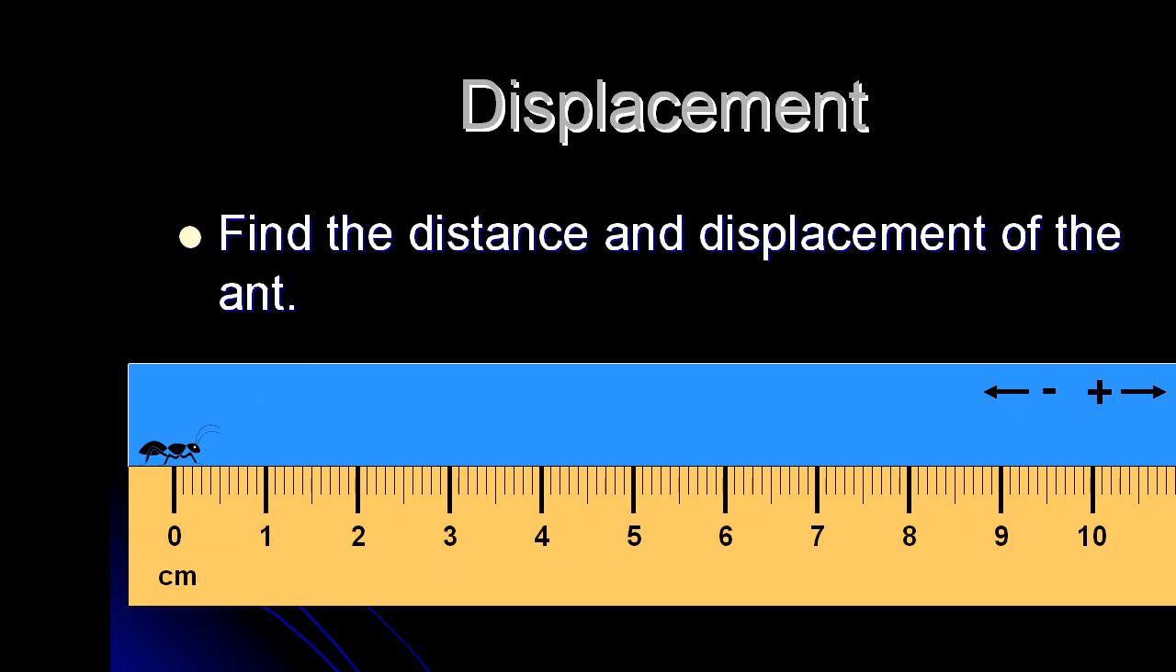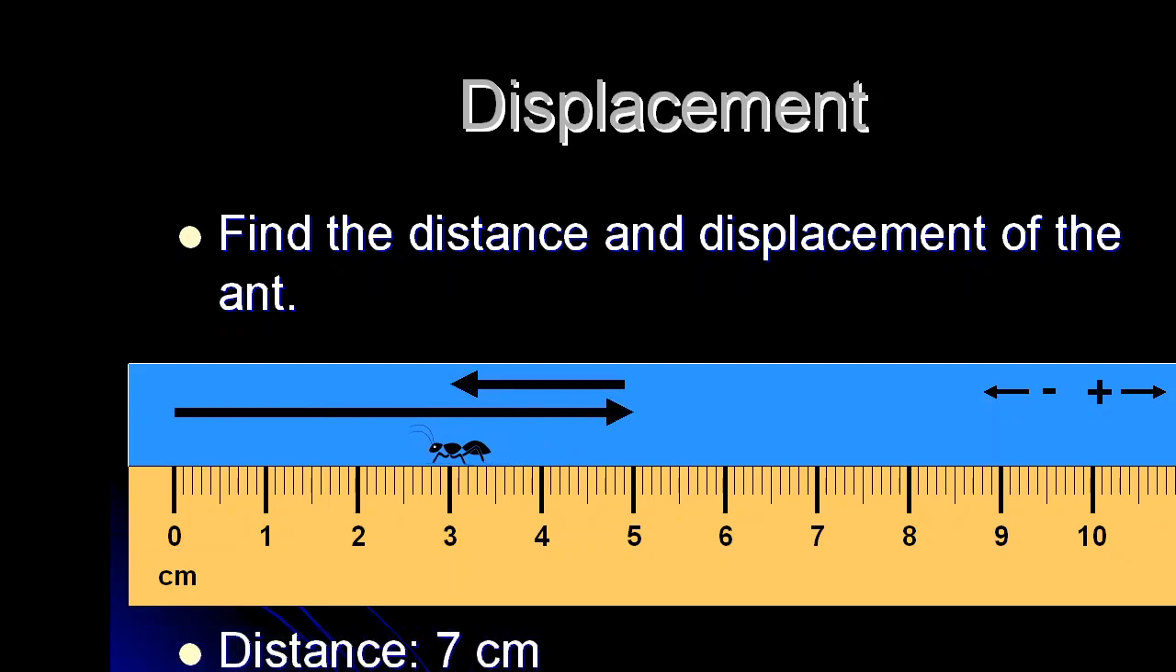Alright, here he is again. Goes out to 5, turns around, comes back to 3. Okay, we've seen this before, right? Distance, 7 centimeters. But his displacement is positive 3 centimeters. He started at 0 and ended at 3. So we take his final position of 3 and subtract his initial position of 0. 3 minus 0 is positive 3, his displacement.